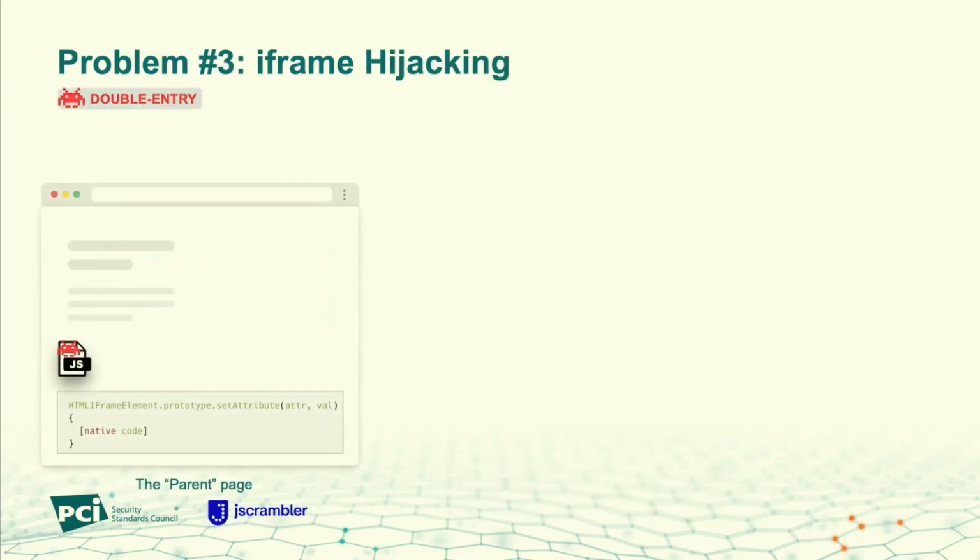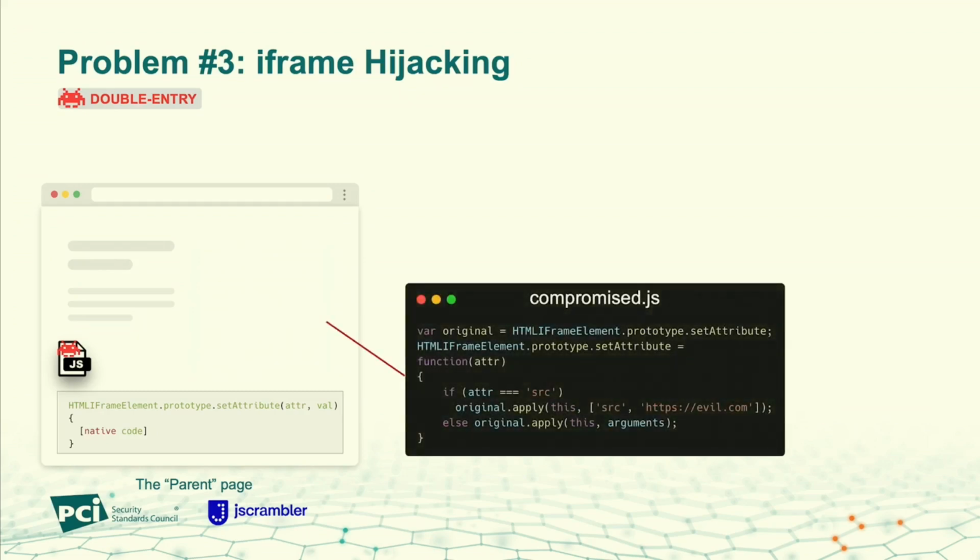Number three, iframe hijacking. This is a little bit harder to execute because now the compromised script needs to be able to execute first, otherwise it won't work. And so the compromised script starts executing, and what it will do is modify the implementation of a DOM function, in this case, the iframe setAttribute.